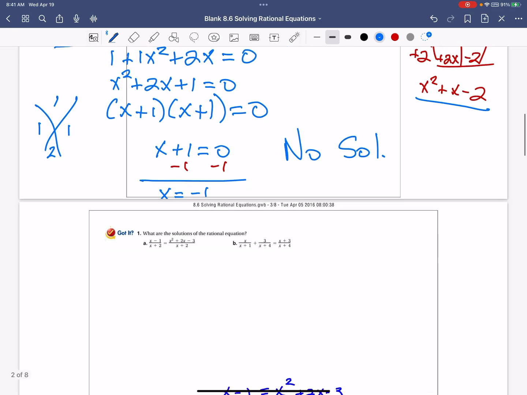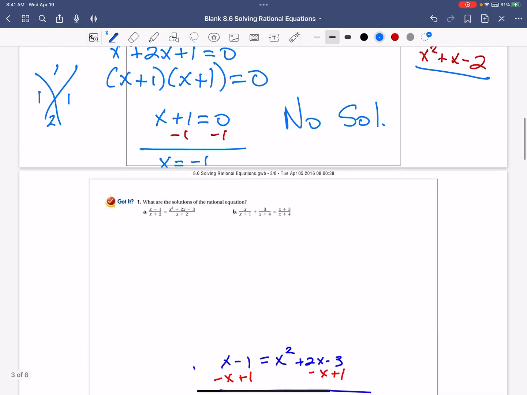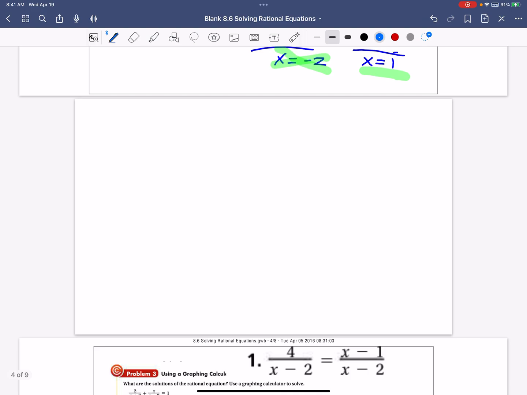Okay, so let's look at this problem here. X minus 1 over x plus 2 equals x squared plus 2x minus 3 over x plus 2. All right, I'm just going to go to a new page here so I can write this down. So we have x minus 1 over x plus 2 equals x squared plus 2x minus 3 over x plus 2.